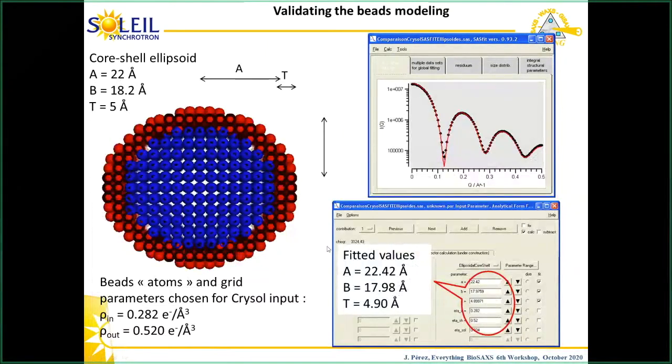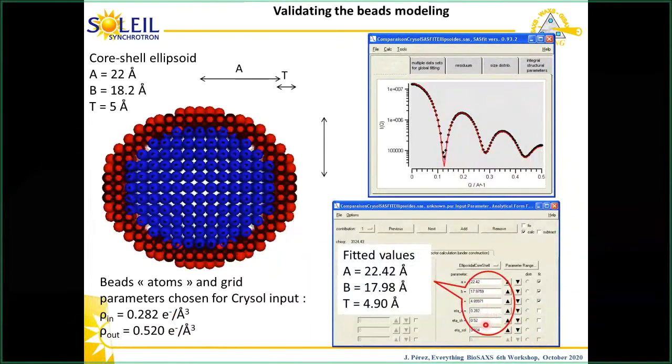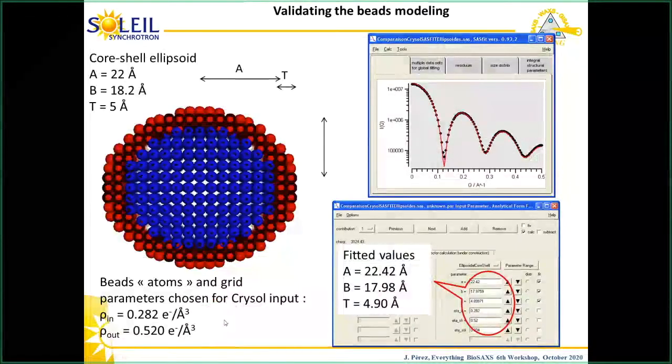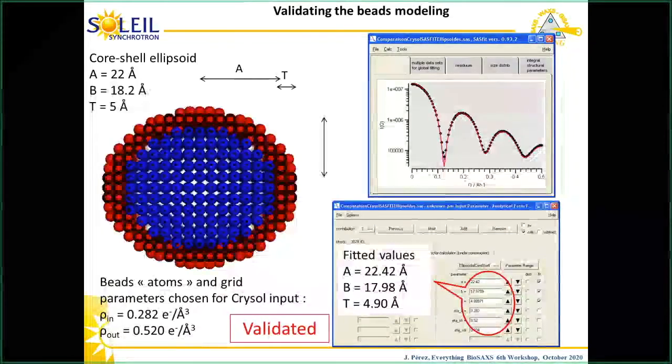Of course they are not identical because the beads are not so small, so there is a kind of roughness here which is not accounted for by the model, but still we are very close. Also the ratio between the two densities was imposed in the model, and we can see that the densities as well as the geometry are well reproduced by the analytical curve. This is the way we validated our approach.